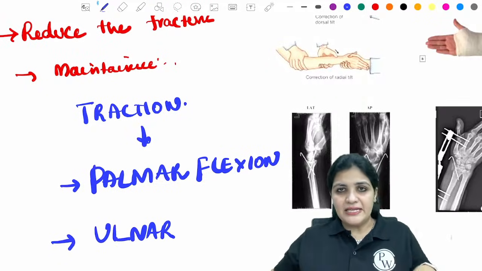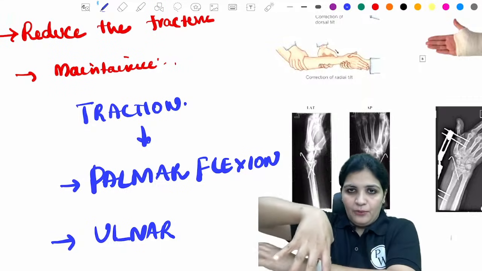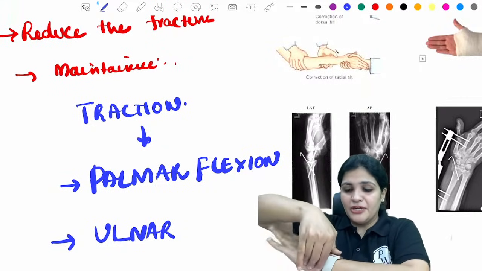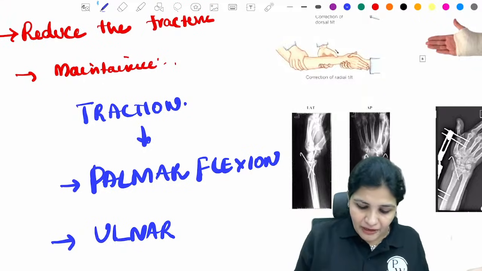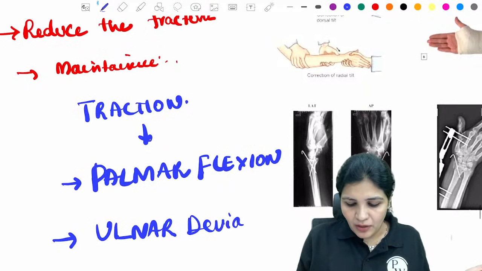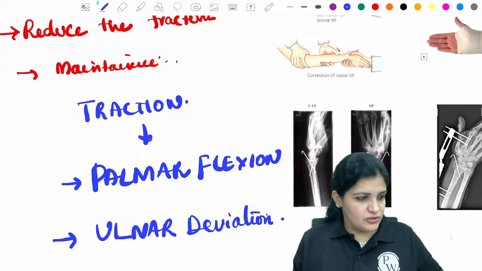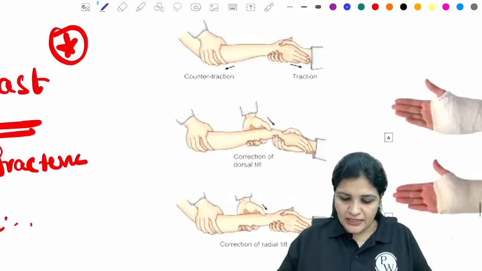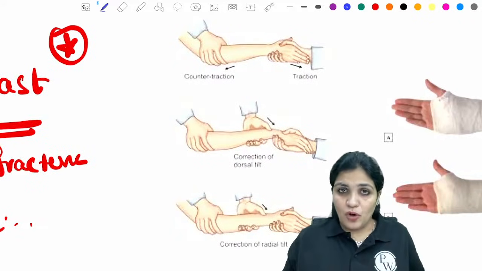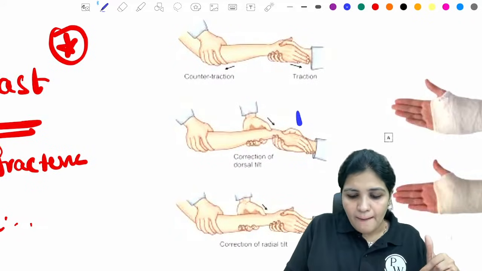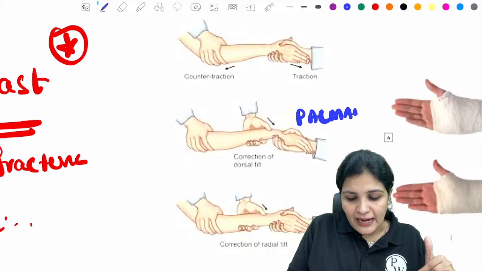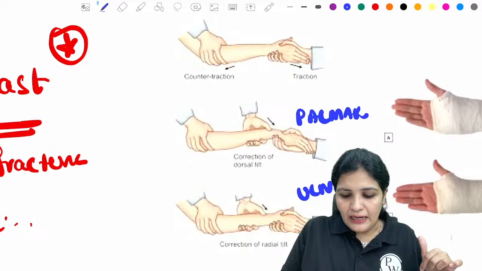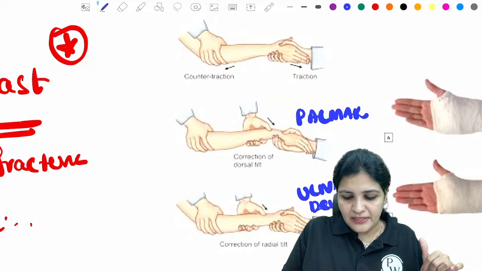First it has come up, so you're pressing it down, right? And then because it has come towards the lateral side, you're pushing it to the medial side. So palmar flexion followed by ulnar deviation. This is how you reduce the Colles fracture. This is the correction of the tilting. Dorsal tilt is corrected by your palmar flexion, and your radial tilt or lateral tilt is corrected by your ulnar deviation. Is that clear?